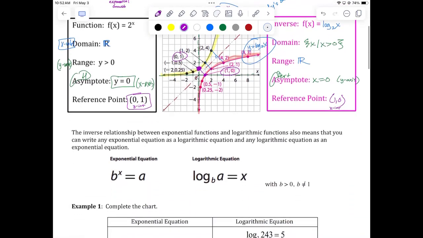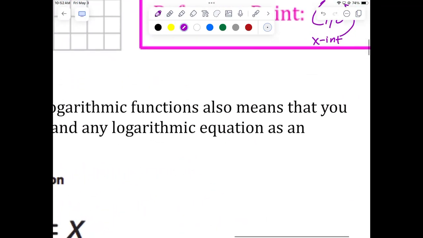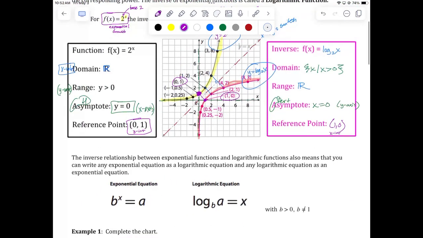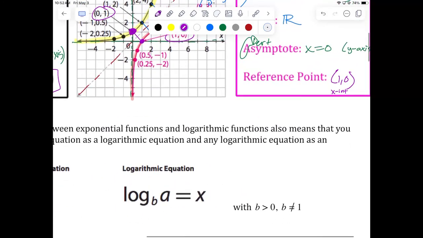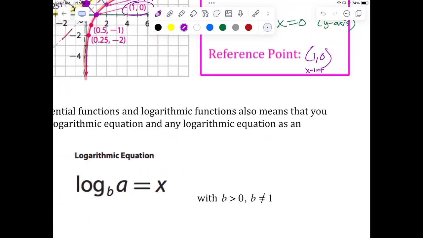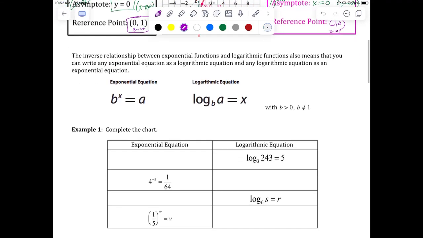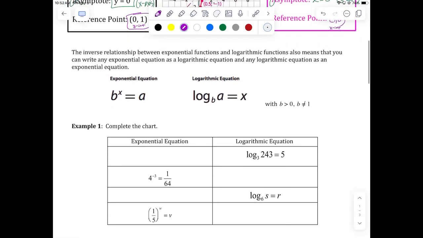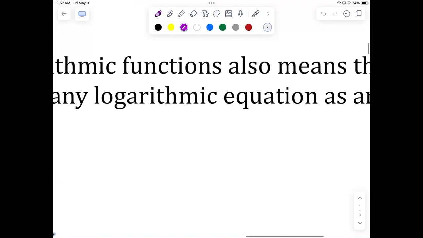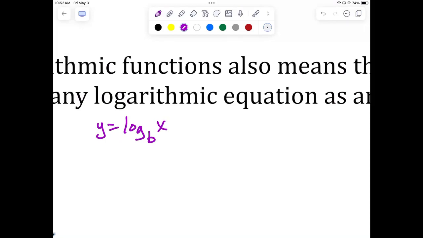All right, so let's go ahead and draw a new parent function, okay? So here's your new parent function. Log, I don't think we have any log decay. Yeah, maybe we do. So let's look at this. We're going to have two parent functions. We have y equals log base b of x. In general, we say log base b of x.